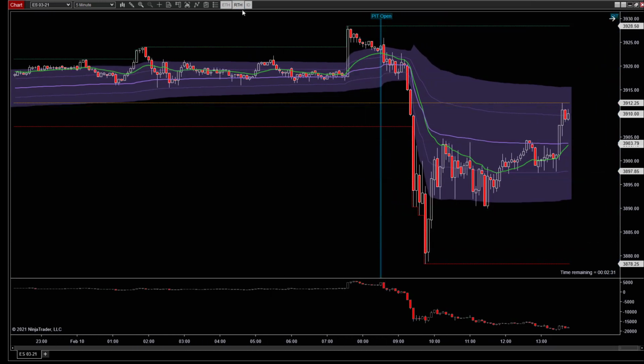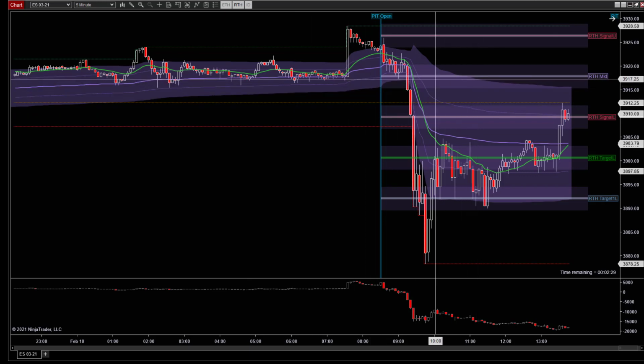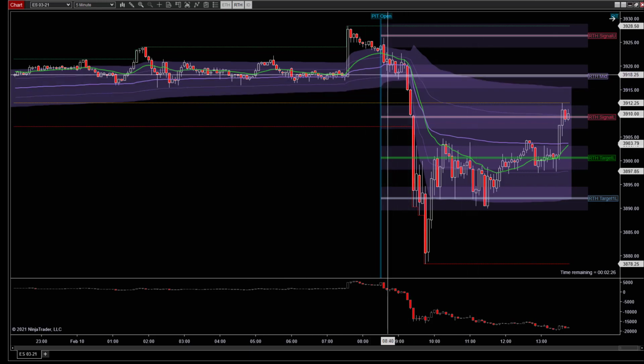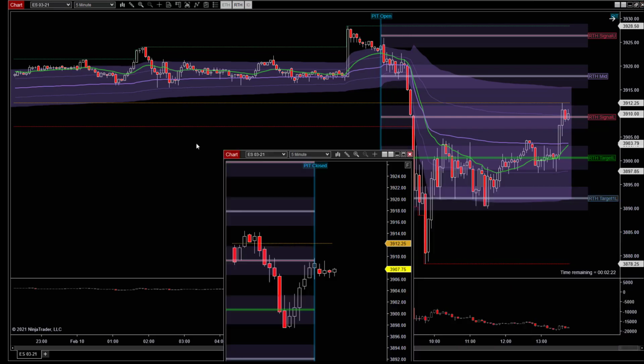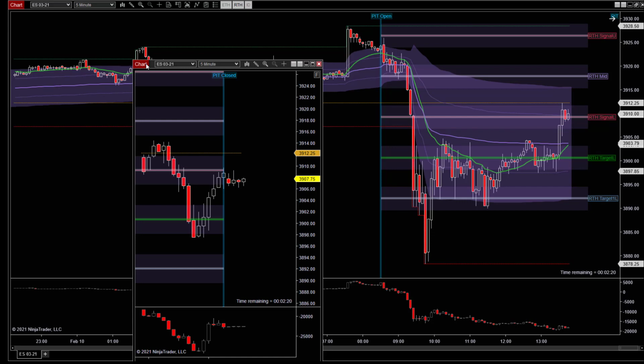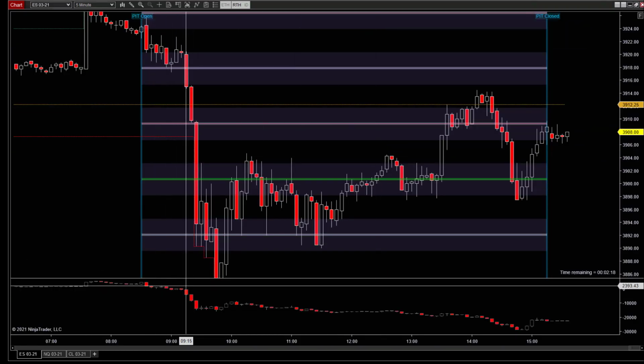And so we have a set of levels that we look at after the open. We got short here today on the RTH session mid. Now I'm going to show you this on a chart without all of the other lines and clouds on it.